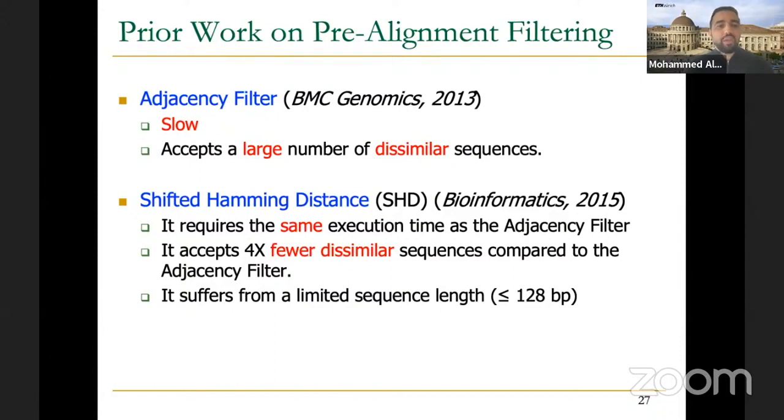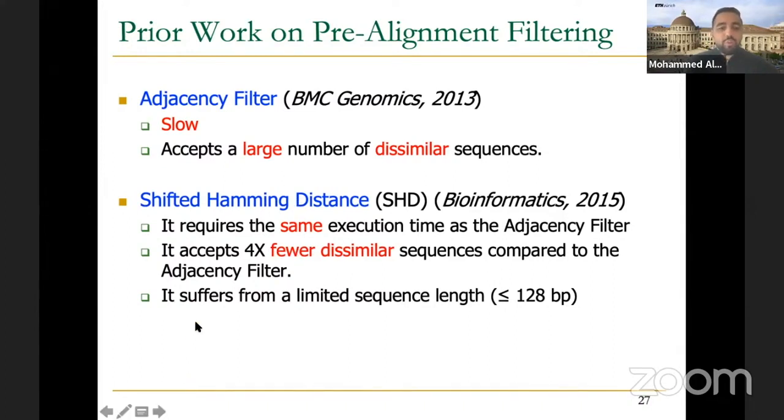We do the comparison with adjacency filtering and shifted Hamming distance, the original algorithm. Adjacency filtering is slow, but accepts a large number of dissimilar sequences. So both of them have disadvantages, since they do false accepts, and it's also slow when you do the comparison. Shifted Hamming distance is the original algorithm. They don't apply Hamming distance in the beginning, for example, so they lose some of the computation and some of the benefits. That's why they accept more pairs as false positives or false accepts.